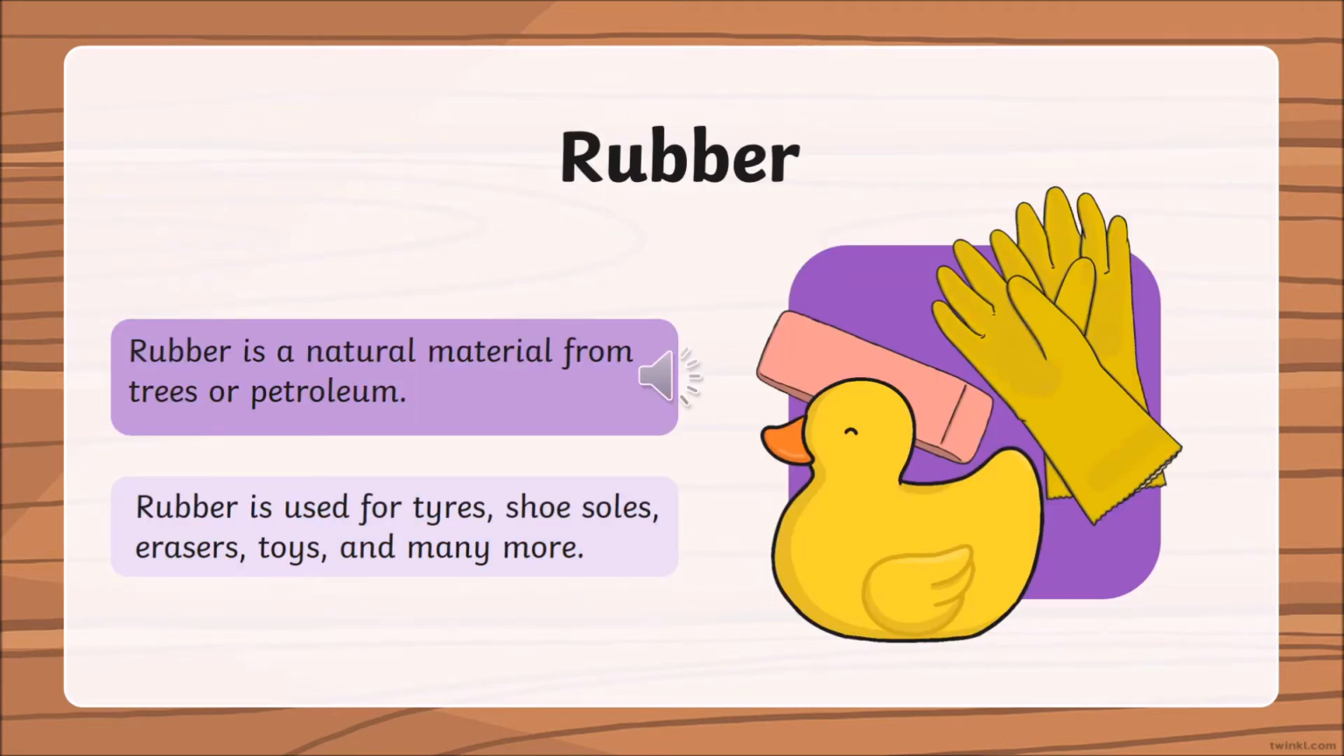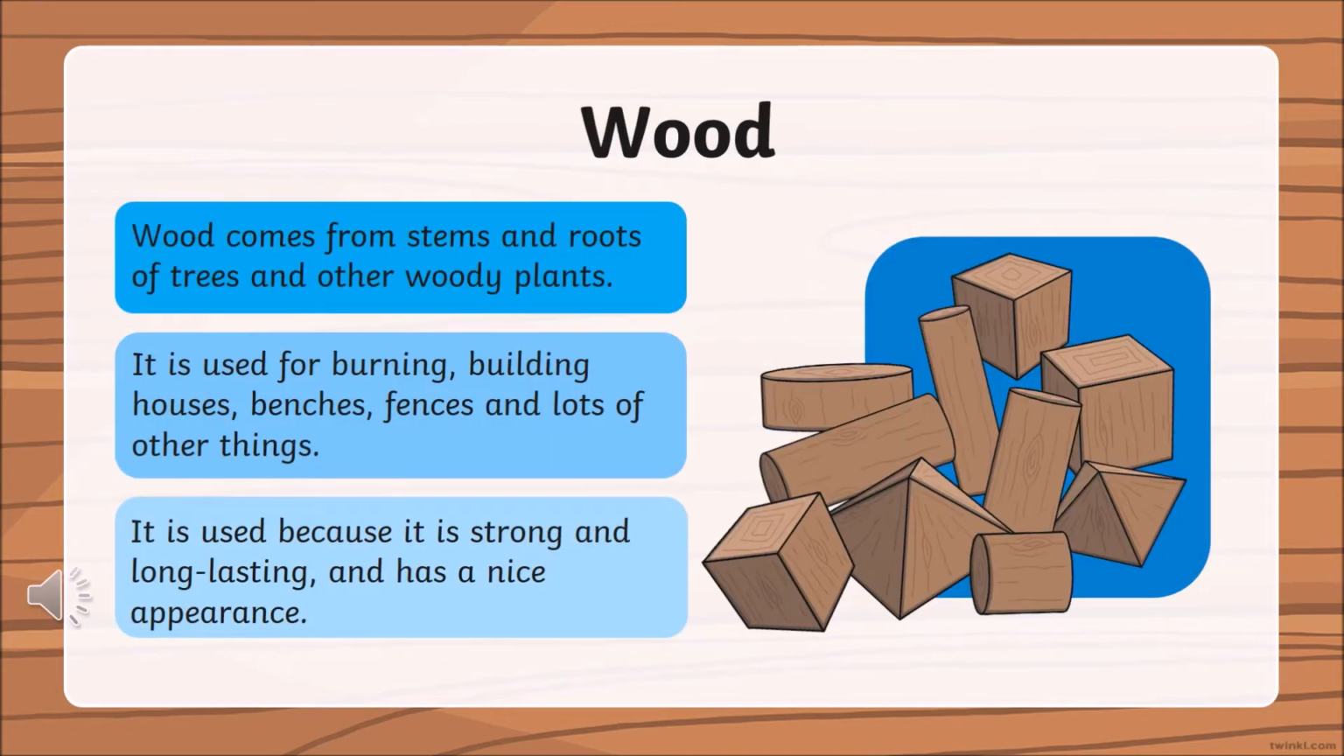Rubber is a natural material from trees or petroleum. Rubber is used for tires, the bottoms of our shoes, erasers, toys, and many more things. Wood comes from the stems and roots of trees and other woody plants. It's used for burning to heat our houses. It's used for building houses, benches, fences, and lots of other things. It's used because it's strong and long-lasting, and it also has a nice appearance.